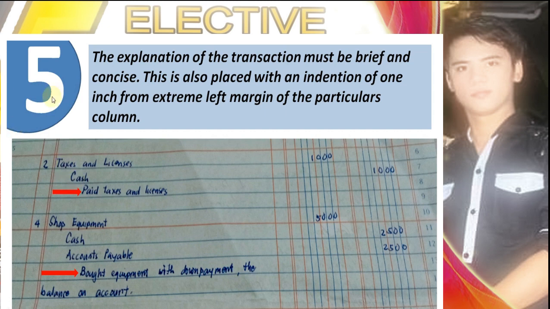So, did you notice? The debit account is not indented. The credit account is indented by half an inch. The explanation is indented by 1 inch. Again, this is just an estimate. You don't have to measure it using a ruler. And take note of this one.